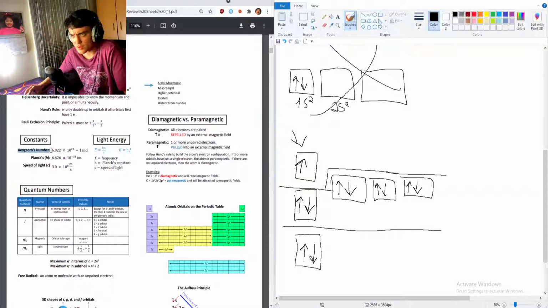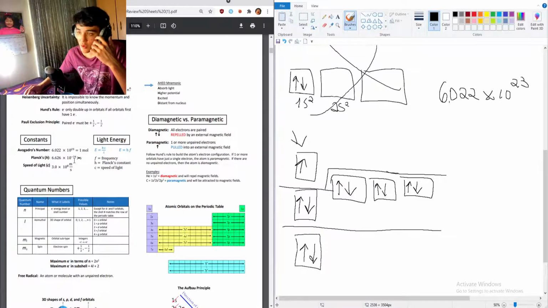The constants. Avogadro's number. 6.022 times 10 to the 23rd. It's such a simple thing. Simple. Let's write it again. 6.022 times 10 to the 23rd. Simple. Planck's constant, it gets more difficult. I don't know if I remember properly.